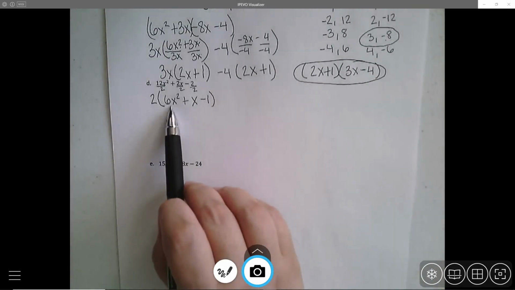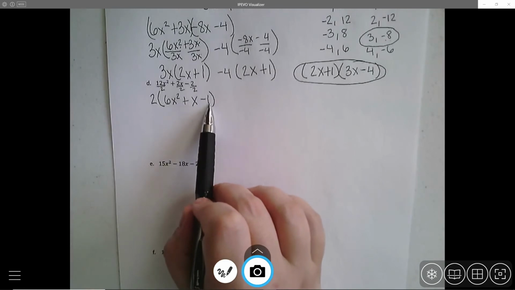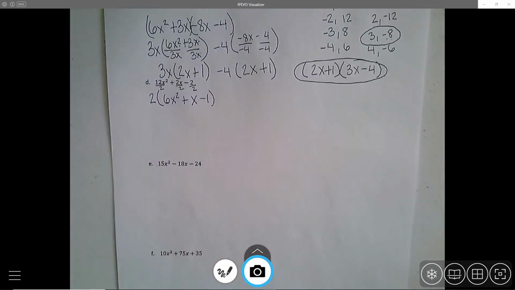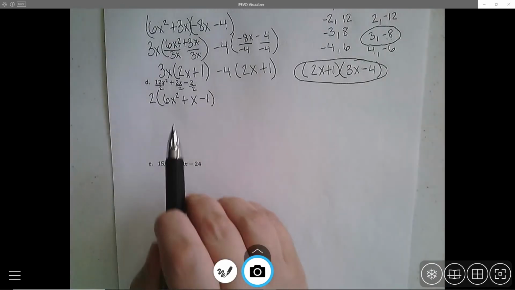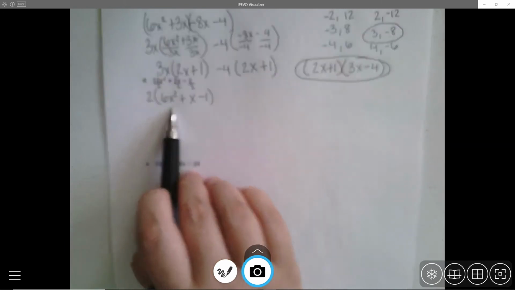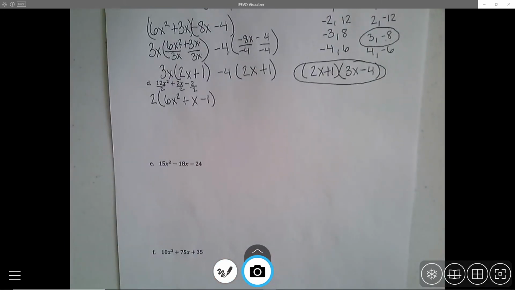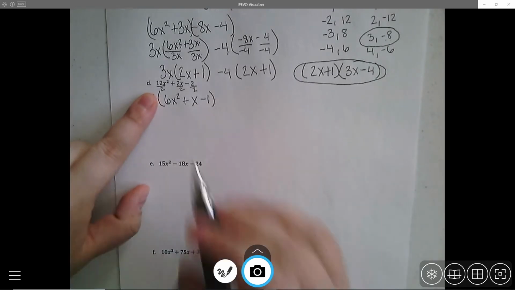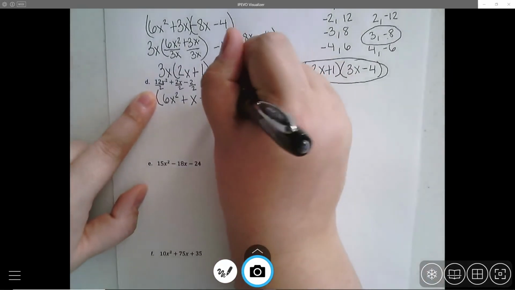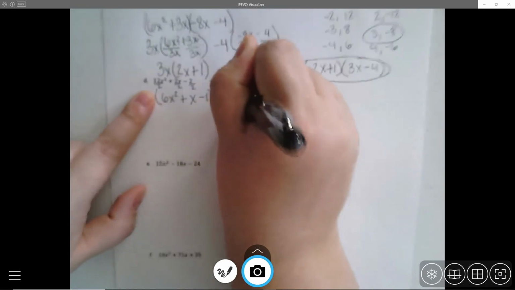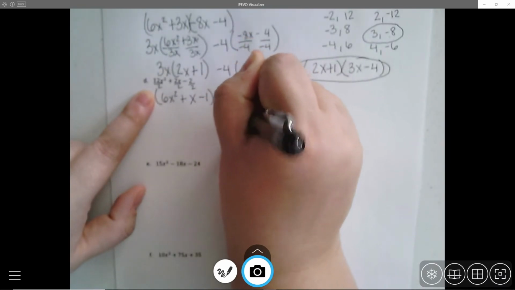Now, this is still a trinomial inside, and my A is not 1. So I'm still left with the same process. Basically, you're going to factor what's inside of the parentheses, and at the end, attach the GCF. So if I ignore this and say this is now my new problem, A is 6, B is 1, C is negative 1.